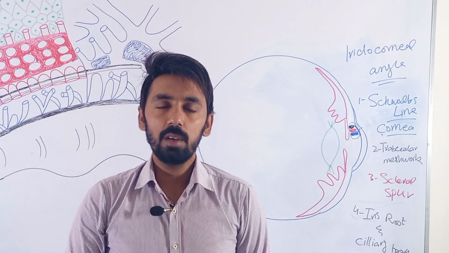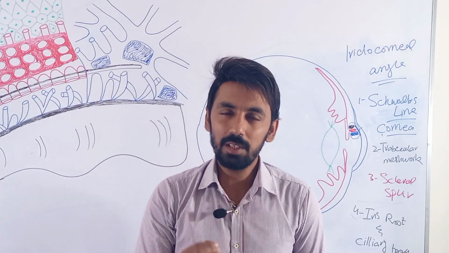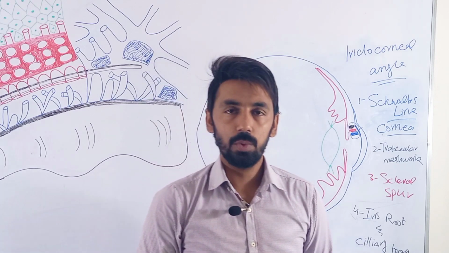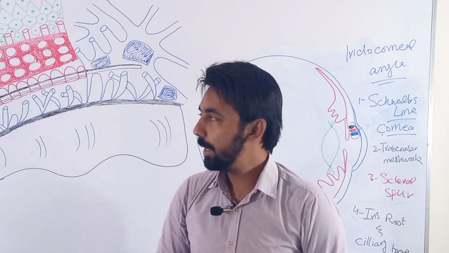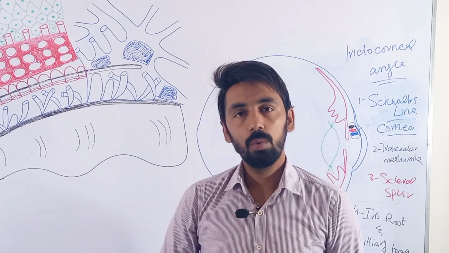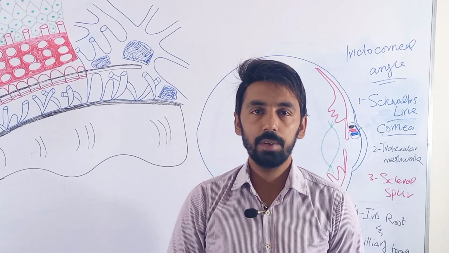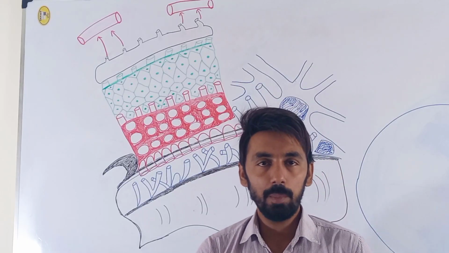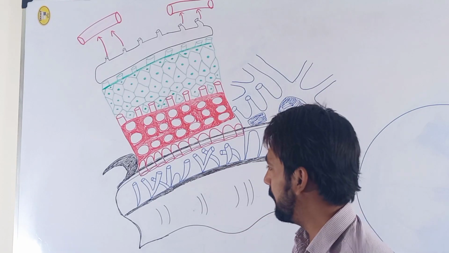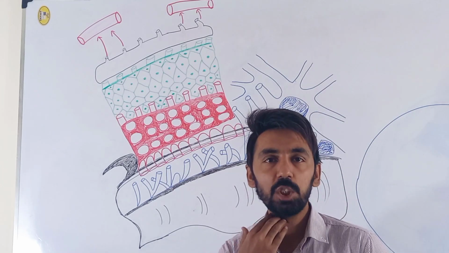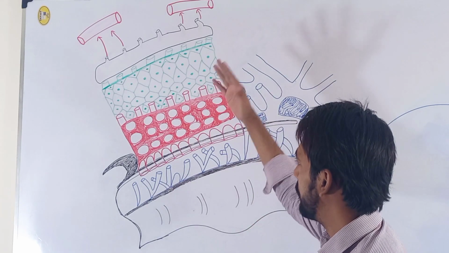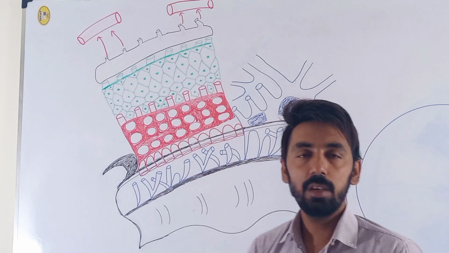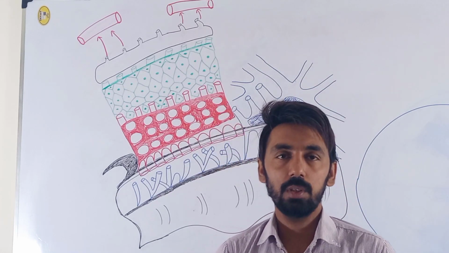And now we will learn the anatomy and a little bit of the physiology of the trabecular meshwork. So here it is, our trabecular meshwork, and now let's learn about it. We will discuss a little bit of anatomy and physiology of the trabecular meshwork. So as you can see, this is the trabecular meshwork. There are 3 different types of the trabecular meshwork.